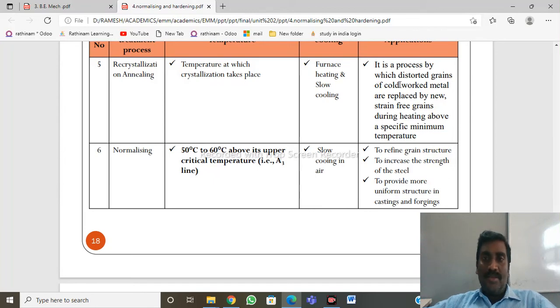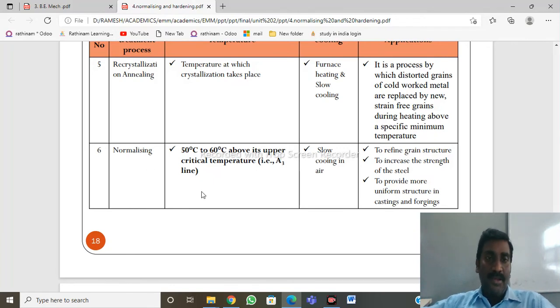Then the recrystallization annealing, at the temperature at which crystallization takes place, with furnace heating and slow cooling. It is also the process in which distorted grains of cold worked metals are replaced by new strain-free grains. Here we have to understand that it cannot make any difference in its structure. The solid structure is maintained as it is, but the distorted grains are replaced by new strain-free grains. So this is an important parameter.